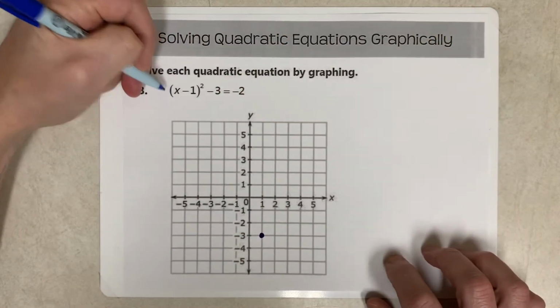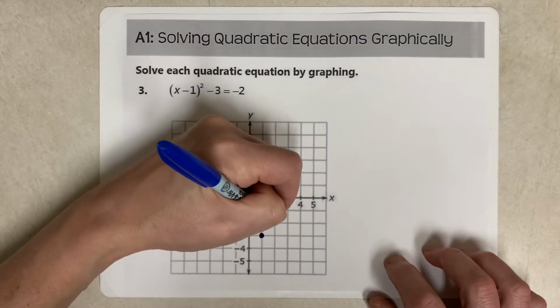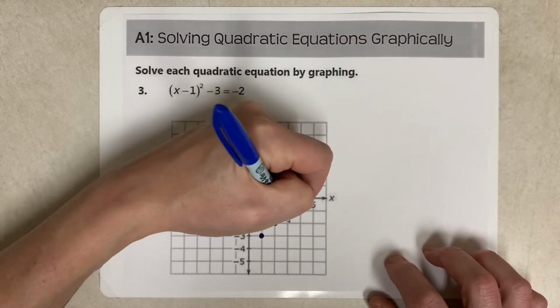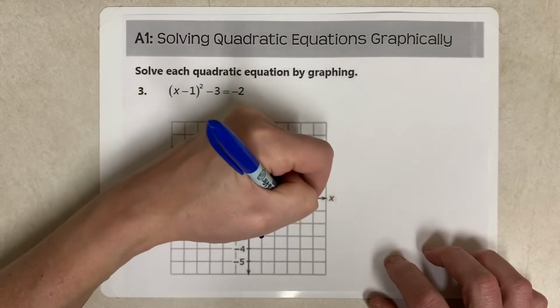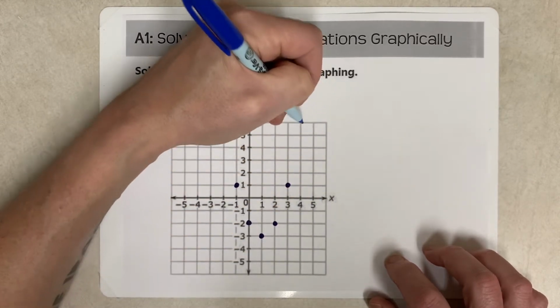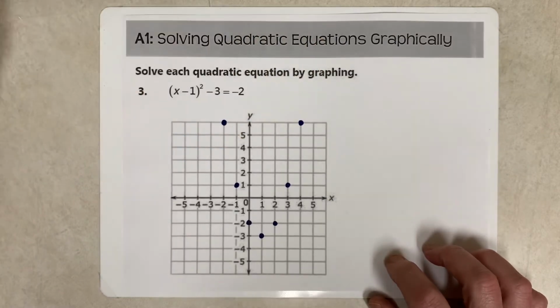Okay, there's a 1 in front of the parentheses, so it's over 1 up 1, over 2 up 1, 2, 3, 4, over 3 up 1, 2, 3, 4, 5, 6, 7, 8, 9. Just smooth it out.